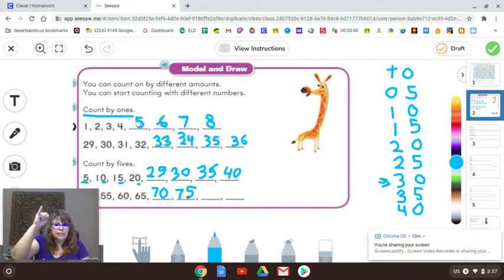75, 76, 77, 78, 79, 80. 80, 81, 82, 83, 84, 85.